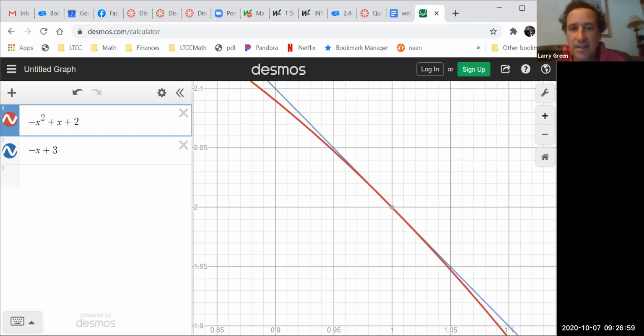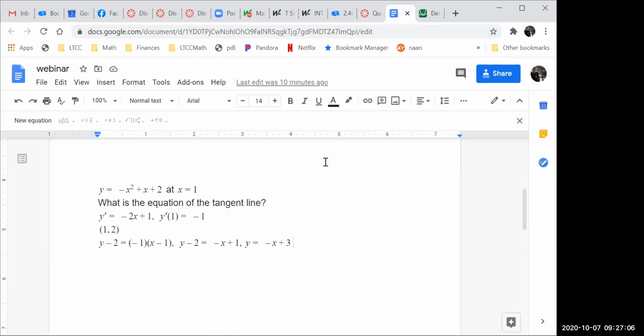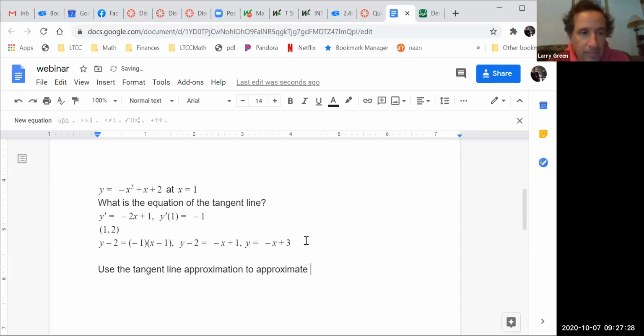Yeah, exactly. Okay, so now what we can do is let's go back and let's use it. I did it in my head, but I want to actually work it out. And so use the tangent line approximation to approximate. Maybe I'll cut and paste.